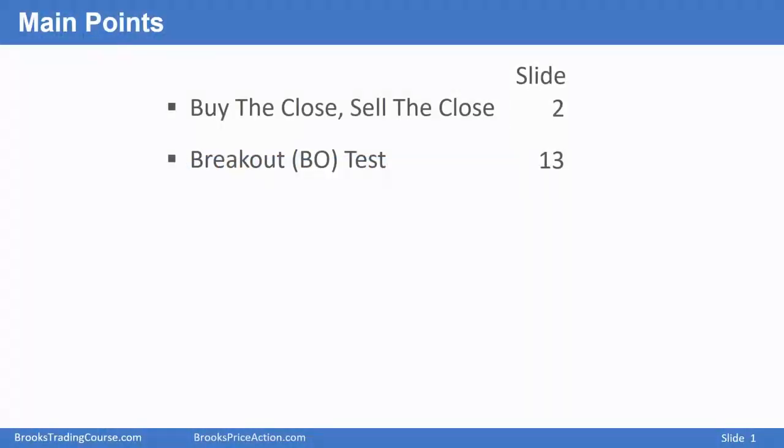I'll begin by talking about how the closes in a buy the close bull trend often are resistance, and how the closes in sell the close bear trends often are support. I'll then talk about breakout tests. The market often breaks out and comes back to test the breakout point, and that breakout point, therefore, is a magnet. And in a bull trend, it's support. In a bear trend, it's resistance.